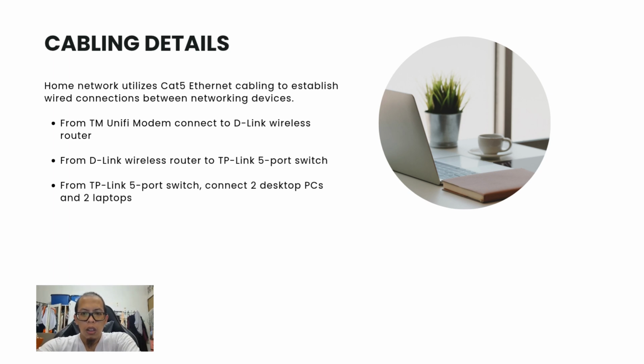Now we move to cabling details. In my home network, I utilize all Cat5 Ethernet cable. The reason is to establish a wired connection between networking devices. For example, from the TM Unifi modem, it connects to the D-Link router. Then from the D-Link router, it connects to the TP-Link 5-port unmanaged switch that I mentioned earlier.